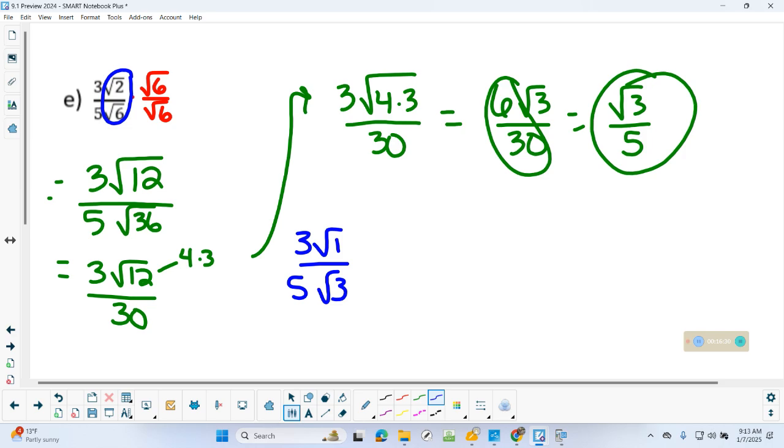Now, what's the square root of 1? 1. What's 1 times 3 on the top? 3. Who cares about the square root of 1, right? Is really what I'm getting at. So I'm like, ooh, short and sweet. I'm going to rationalize. I'm going to put a root 3 on. So I'm going to have 3 square roots of 3 on the top. Square root of 3 times square root of 3 is square root of 9.